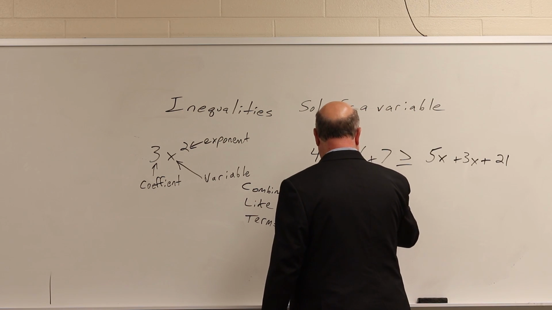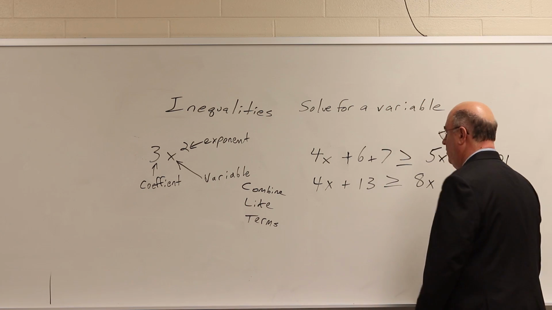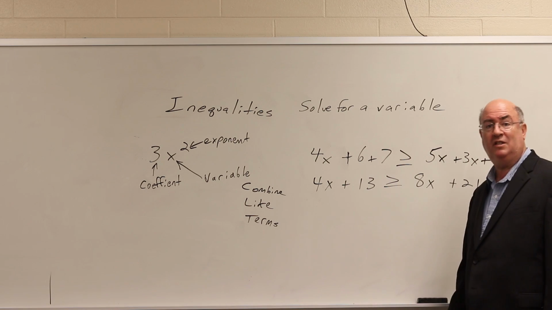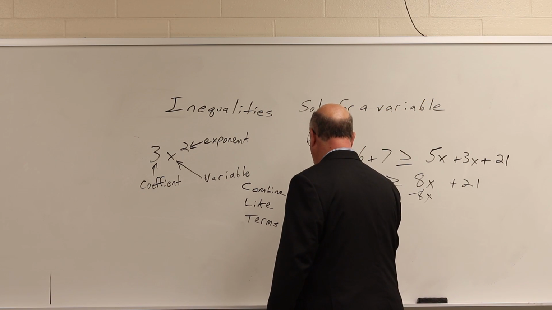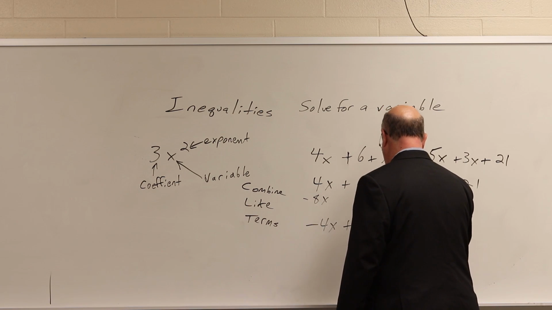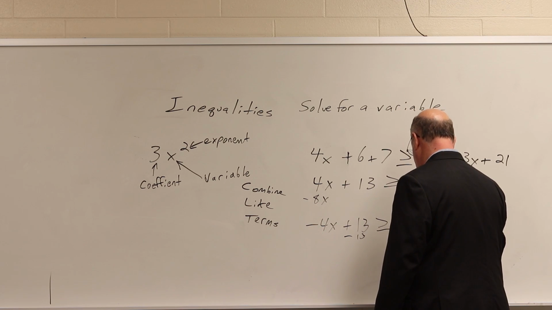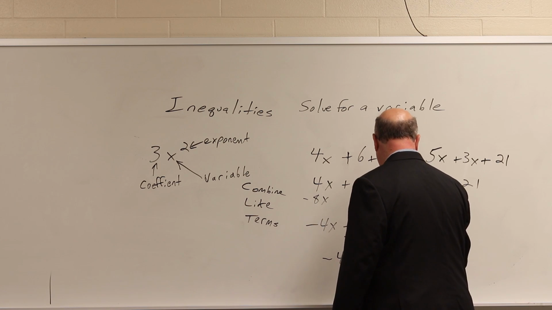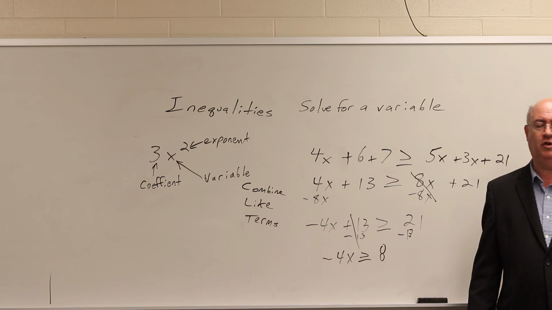4x + 13 greater than or equal to 8x + 21. Okay. All right, greater than or equal to, right? Okay. Let's move the 8x, minus 8x, to the other side. Now we have minus 4x on the left. Right side, that's gone. 13 greater than or equal to 21. Move the 13, just like we did before, right? 13, zap, minus 4x greater than or equal to 8. Okay, so far so good.